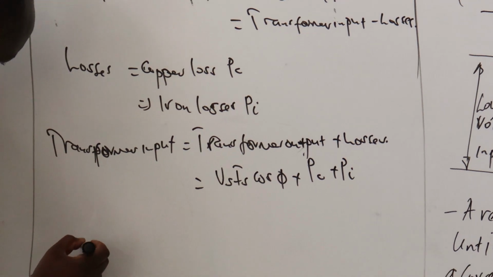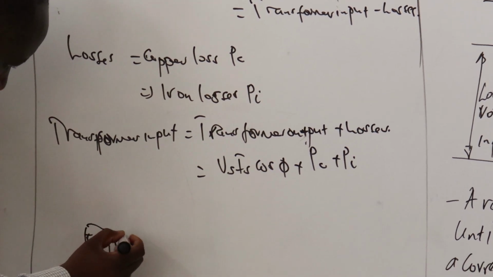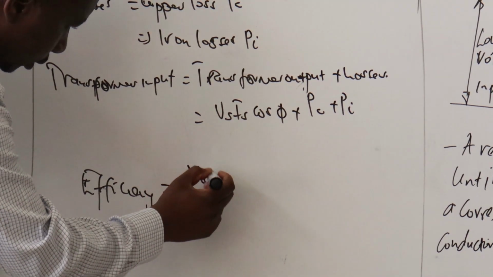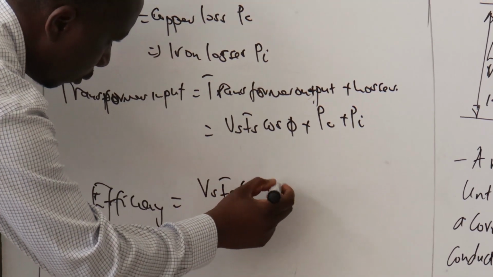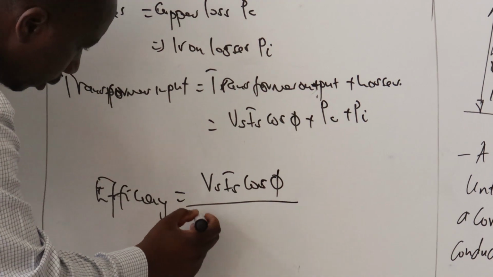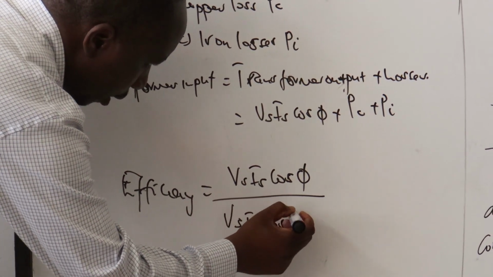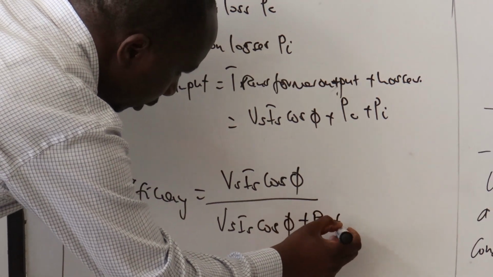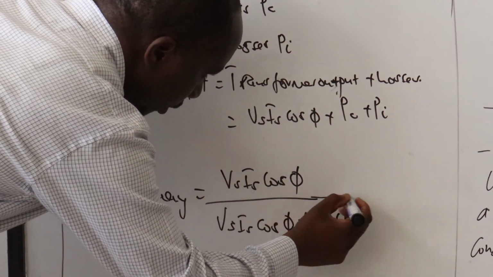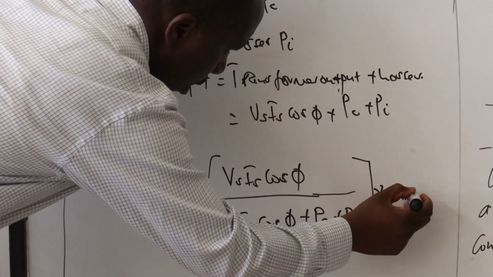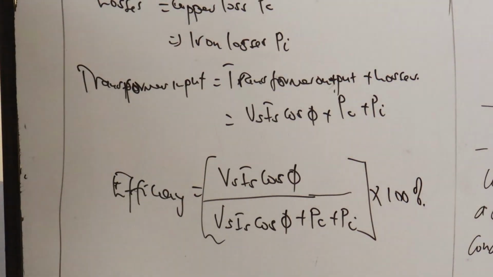And therefore efficiency is supposed to be VS IS cos of phi over VS IS cos of phi plus PC plus PI. This is what is multiplied by 100%.